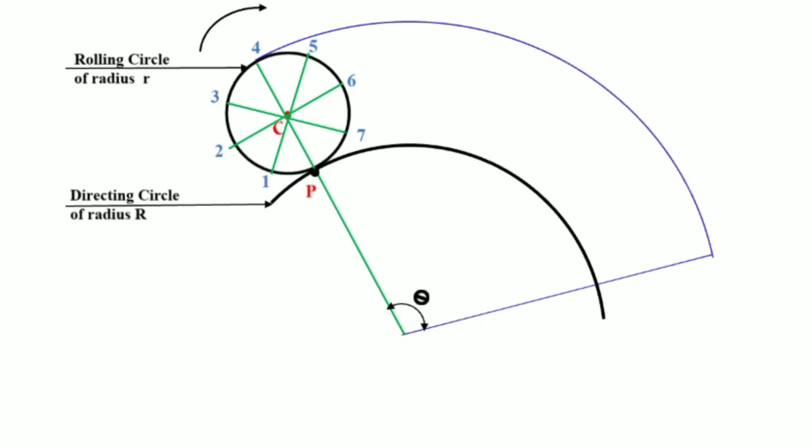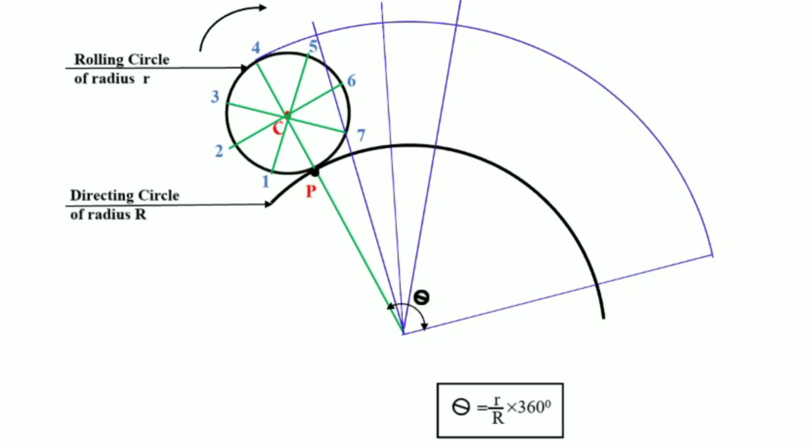There is one formula to calculate this theta. So theta is given by small r upon capital R multiplied by 360 degrees. Using this formula, you can compute the angle between the initial position and final position. Once we have the initial position and final position, which is comprised by angle theta, we can divide this theta also into 8 equal parts. So whatever this theta, just measure it and you can divide it into 8 equal parts. You can also use the angle bisector method to divide the total angle into 8 equal parts.